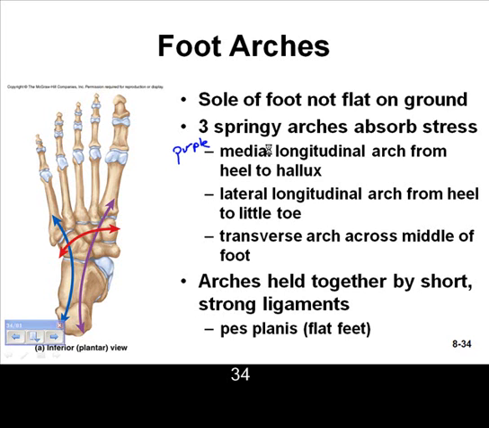You have the lateral longitudinal arch that goes from the heel to the little toe, so that's the blue. And then you have the transverse arch that goes directly across the middle of the foot. They're actually at the big arch of the foot, and that, of course, is the red arrow. And, of course, if someone is flat-footed, they say that the condition is pes planus.